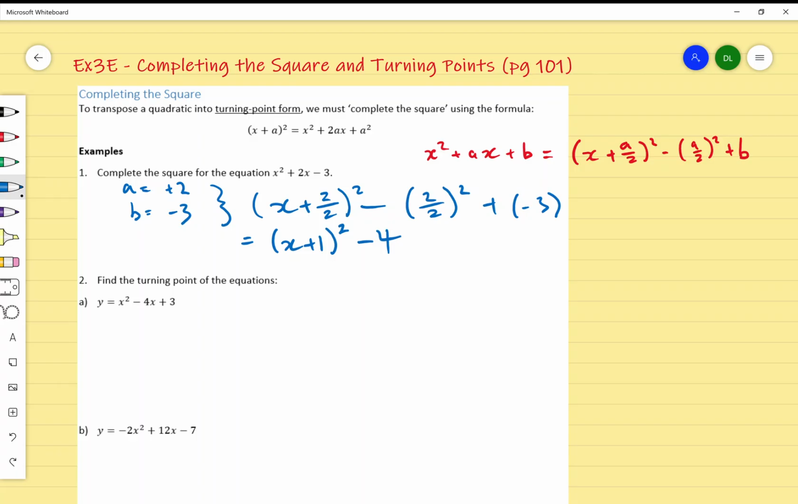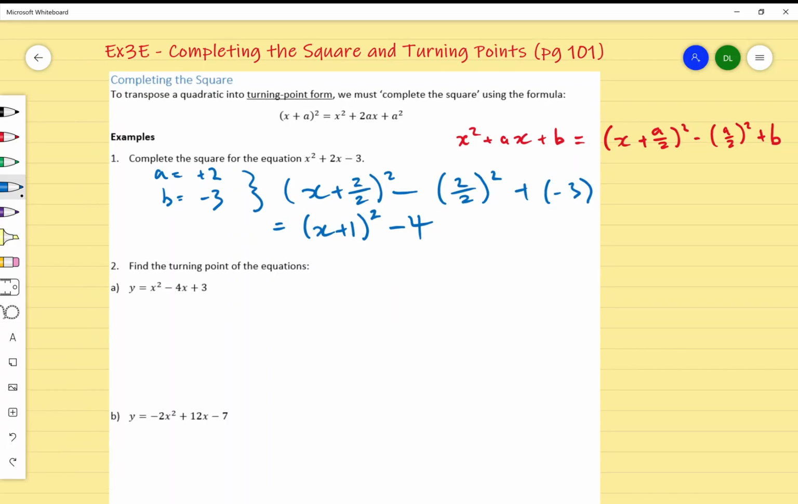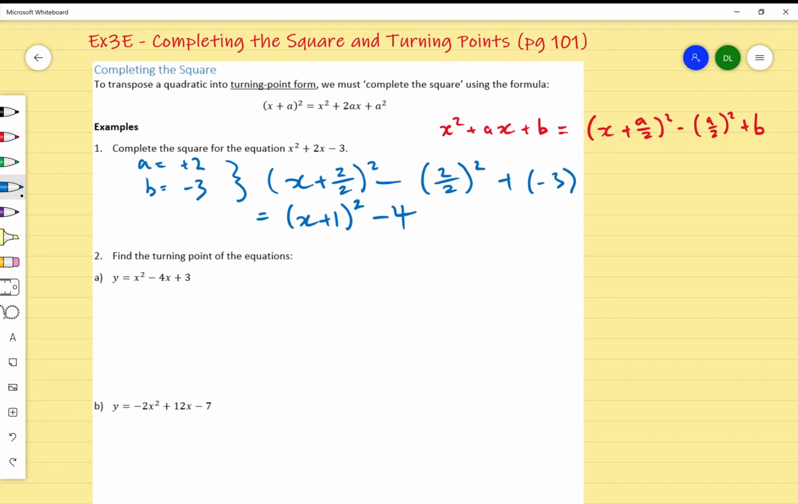So it's an application of the formula. I'm going to do that over here. I'm going to try and find the turning point. So y equals x squared minus 4x plus 3. So I'm going to say, well, what is my a value? Negative or positive 4? Negative 4. Good. What's my b value? Positive 3. Good. I'm going to substitute that into my equation.